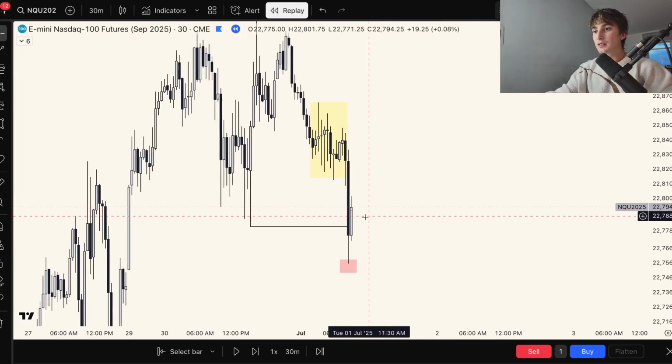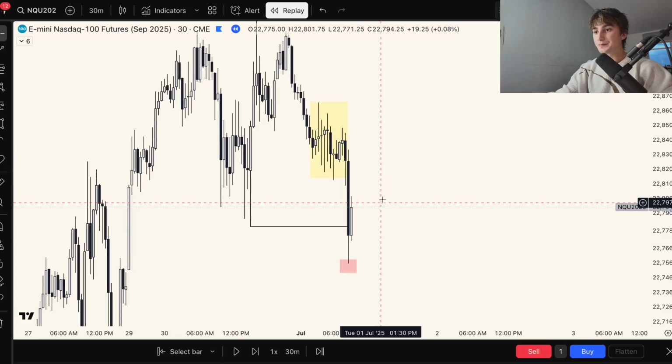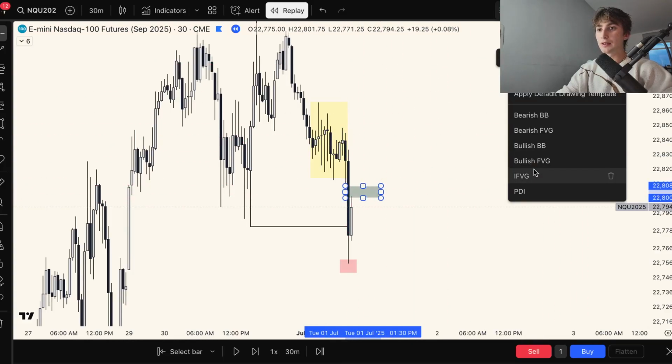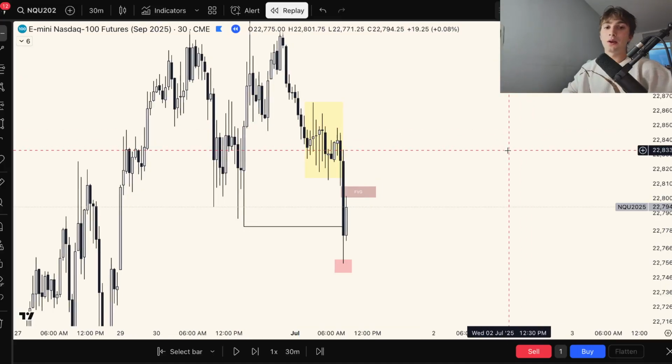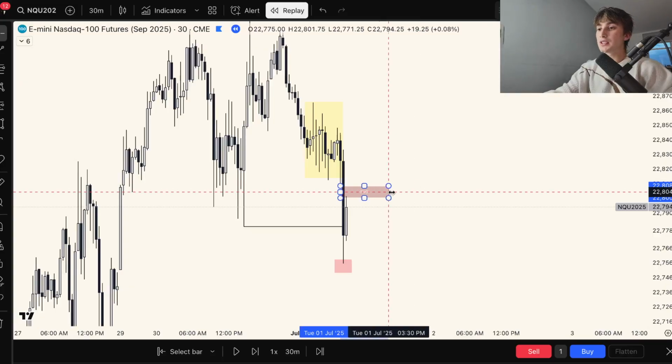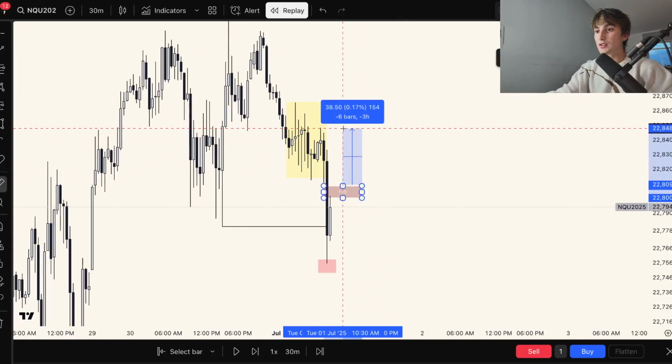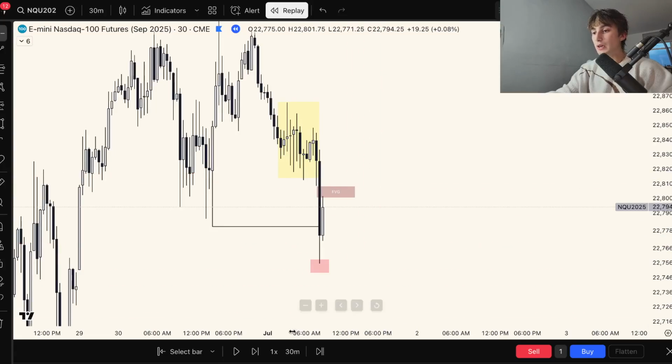After we have this manipulation move, we can see that price decides to open up a bearish fair value gap at the manipulation leg. Now, what is the overall goal of PDI? It is to catch the distribution move by finding that inversion in the manipulation leg. So if we see that this bearish fair value gap is getting ran through, we're most likely expecting price to distribute on the lower time frame as well.